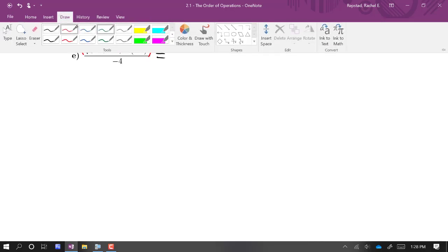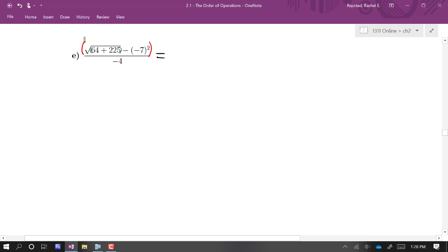And in fact, now I can see that I kind of have grouping symbols within grouping symbols, right? We've got parentheses around the top, and then a set of parentheses in the square root. So this is what we'll do first, that addition. 225 plus 64 is 289.